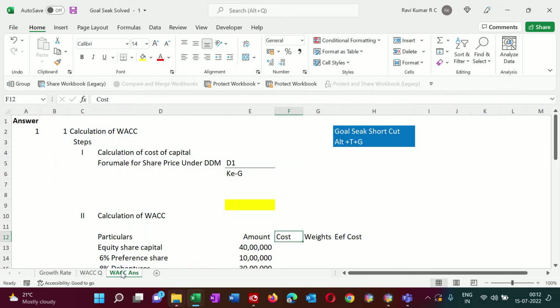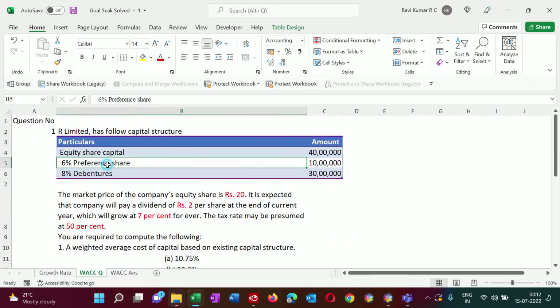We'll start. I've kept the structure ready so that we can close this fast. What is step number 1 to calculate the weighted average cost of capital? If you look at the problem here, they have given the cost of preference share capital and the cost of debenture, but they have not given the equity share capital cost. But they have given two or three pieces of information pertaining to that. Based on this information, we have to calculate the cost of capital.